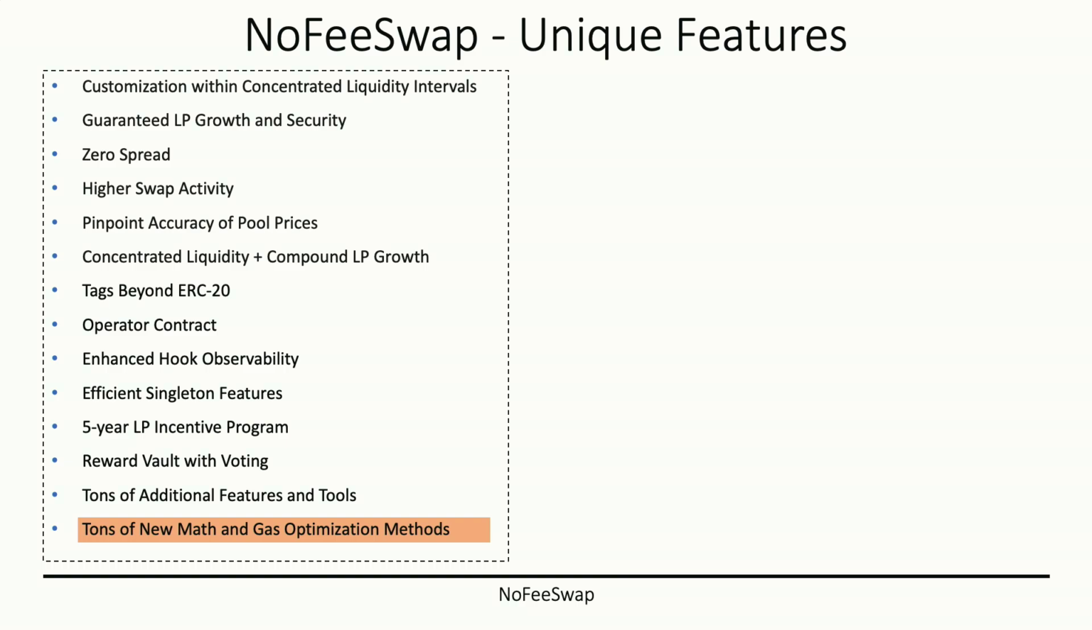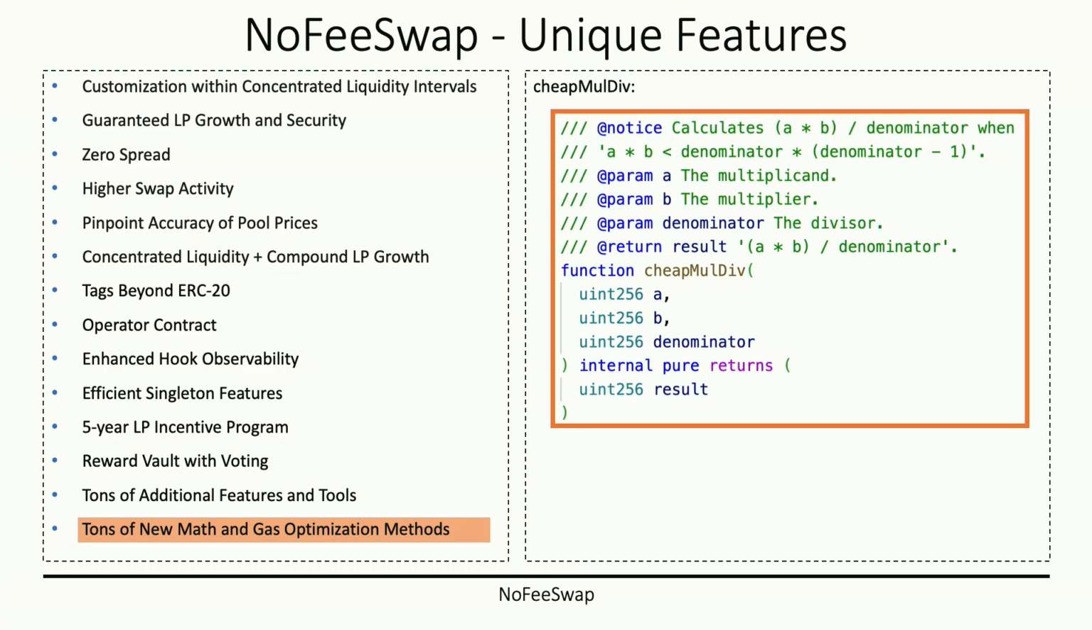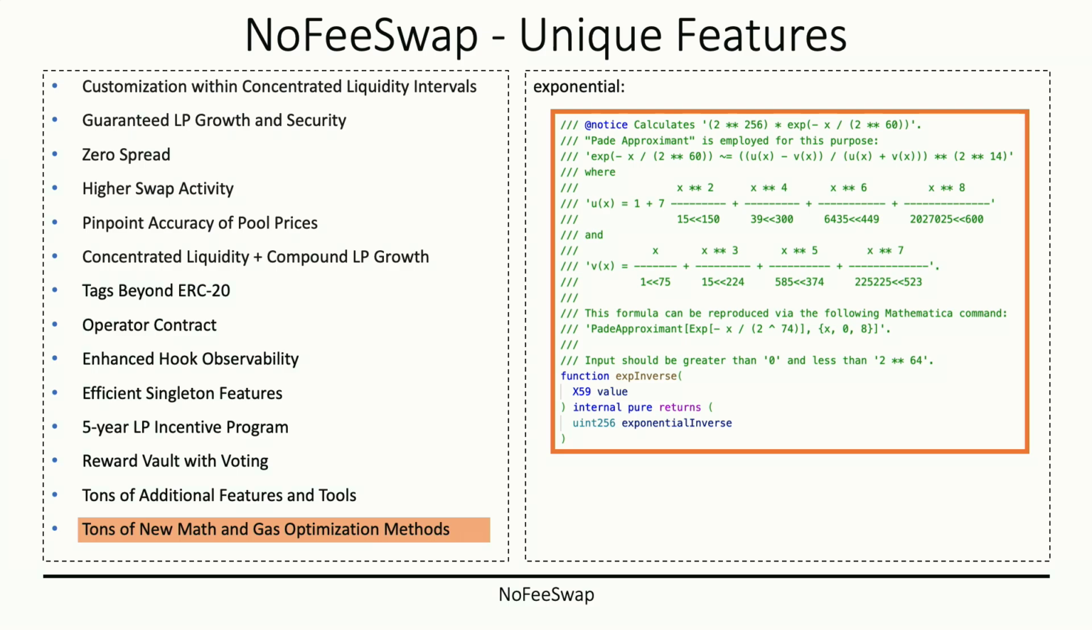Let me go over a couple of examples. There is this chip muldiv function that comes pretty handy with minimal gas. And there is a very precise exponential function that the protocol uses.